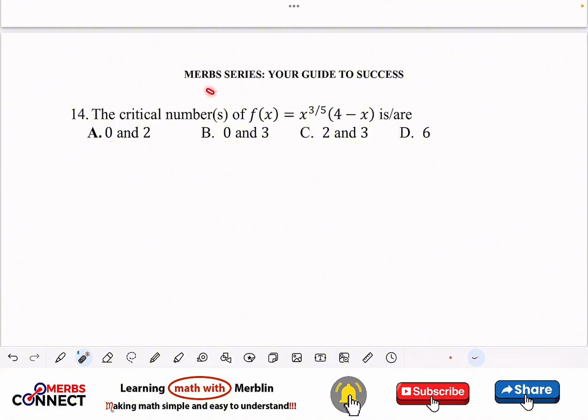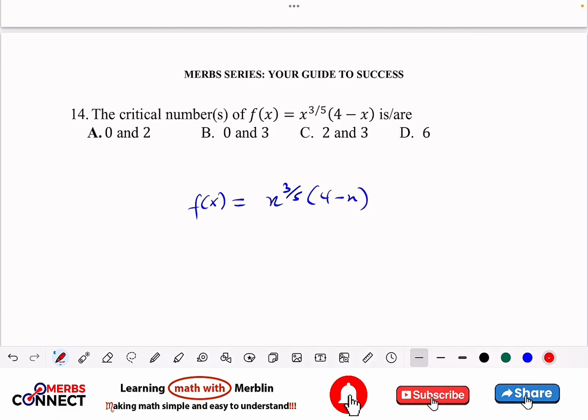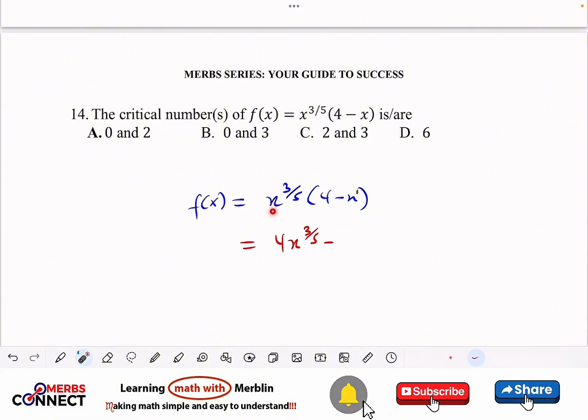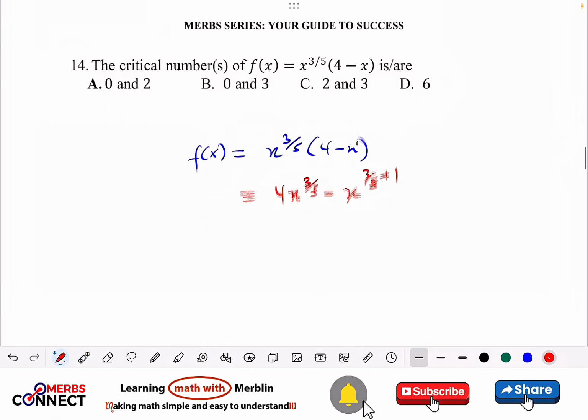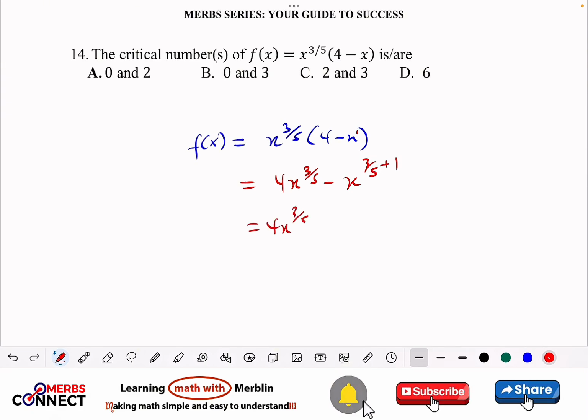So we want to find the critical numbers from this function. So let's go through very quick. f of x is equal to x to the power 3 over 5, times 4 minus x. So for me to differentiate here, I can use the product rule, or I can decide to multiply this one through and have 4 times 3 over 5, minus. Now don't forget, this is to the power 1. So when I multiply, I need to add the powers. So I'm going to have x to the power 3 on 5 plus 1, and this is going to give me 3 on 5 minus x to the power 5 over 5, so this is going to be 8 divided by 5.